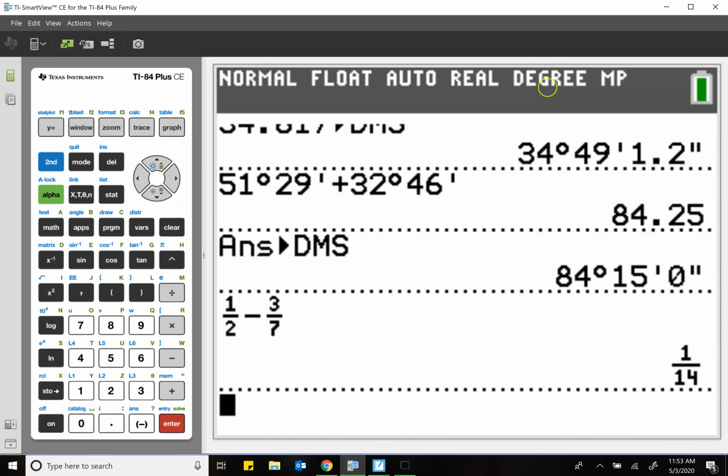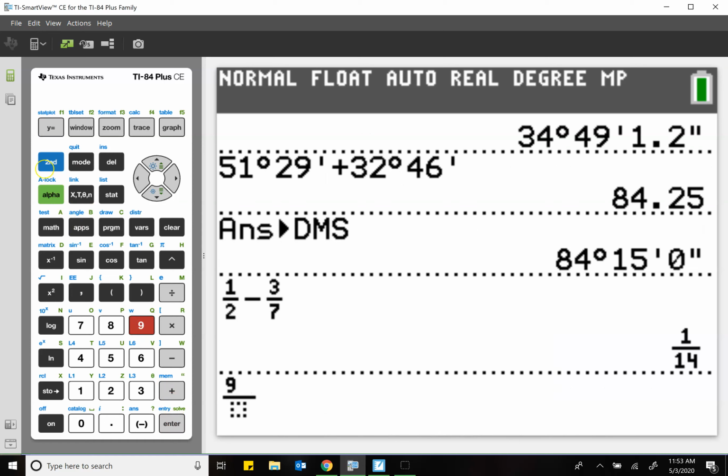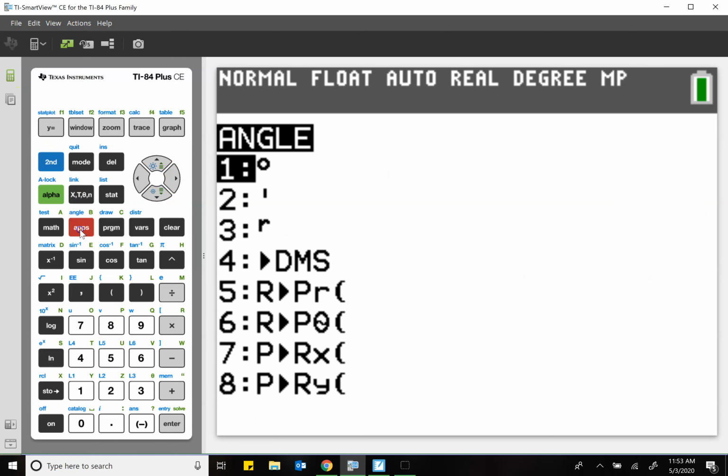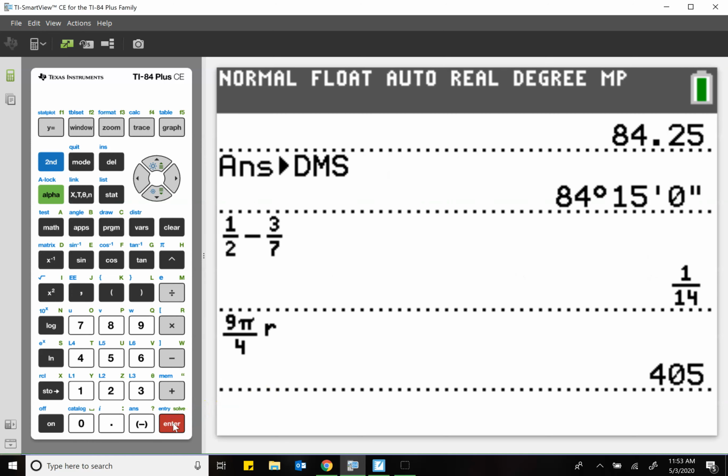Make sure your mode is in degrees. And then all you're going to do, put in the fraction. So we had 9. Now you actually put in the pi over 4. And then go into second apps to your angles. This R right there means radians. So if you scroll down to that R, you are telling your calculator that this is a radian measure. All you got to do now, enter. There's the degrees. So your calculator is really good about converting radians to degrees.